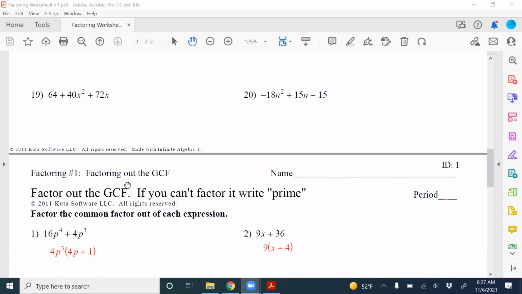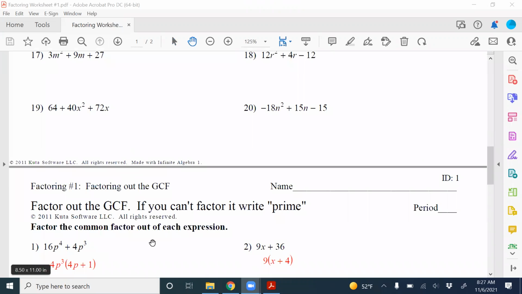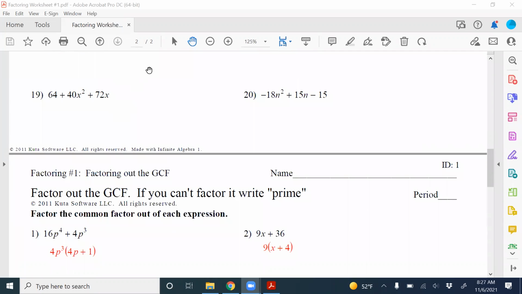Okay, let's jump to a couple of more advanced problems. You can see we got numbers 1 and 2 correct, so that's awesome. All right, so for number 19, we have 3 terms. Now, I noticed that one has an x squared, one has an x, so not all of them have x's. But I do notice that 64, 40, and 72, I suspect that 4 is a factor of each of those 3 terms.